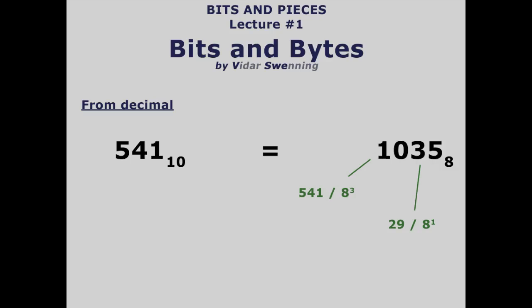We get a 0 there because 29 is smaller than 64, and then we have 29 divided by 8 to the power of 1, which is 8 then, but there we get 3, and then we get a remainder of 5, and that's the 5 that you see in the end. So when we convert 541 in base 10 to base 8, we get 1035, and it works a bit differently as we saw in the lecture. Just a short summary here.